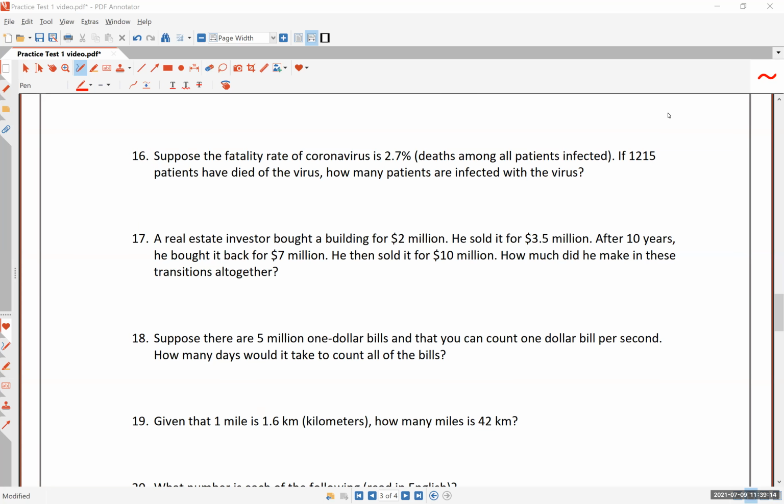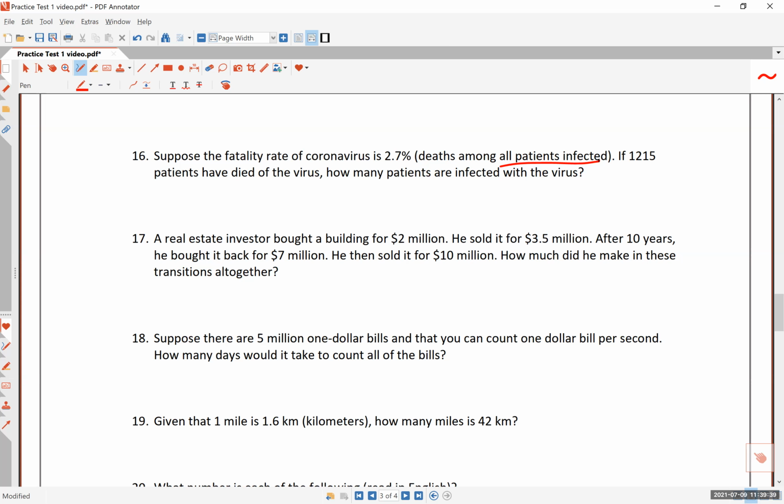Okay, number 16. Suppose the fatality rate of coronavirus is 2.7%, deaths among all the patients infected. In other words, of all the people infected with this virus, 2.7% of those will end up dying. If 1,215 patients have died of the virus, how many patients are infected with the virus?